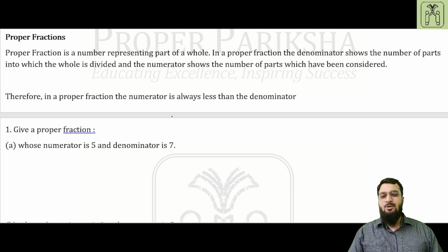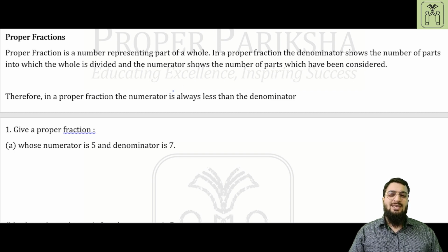So now coming to the topic of proper fractions. First of all, we need to understand the definition of the proper fraction. A proper fraction is a number representing part of a whole. As simple as that, this definition is the same as that of a fraction which we learned in the first video of class 6 mathematics chapter 7. In a proper fraction, the denominator shows the number of parts into which the whole is divided, and the numerator shows the number of parts which have been considered.